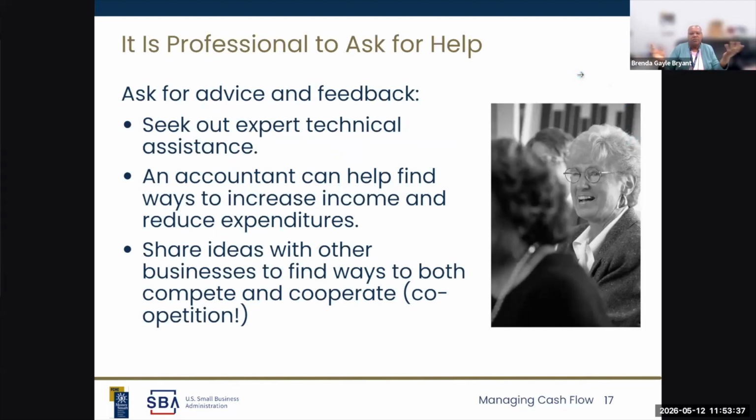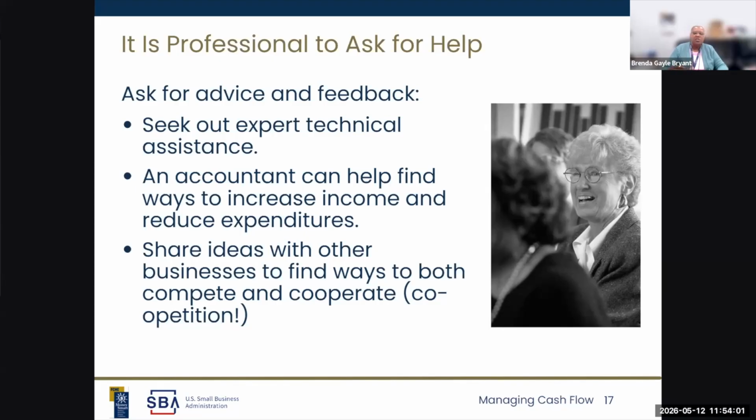Ask for help. You hear this from me all the time. You hear this from all of us. Ask for help. Reach out to the trusted advisors. Reach out to find out who they are and what they do and how they work and what information they have. Ask for help, okay?